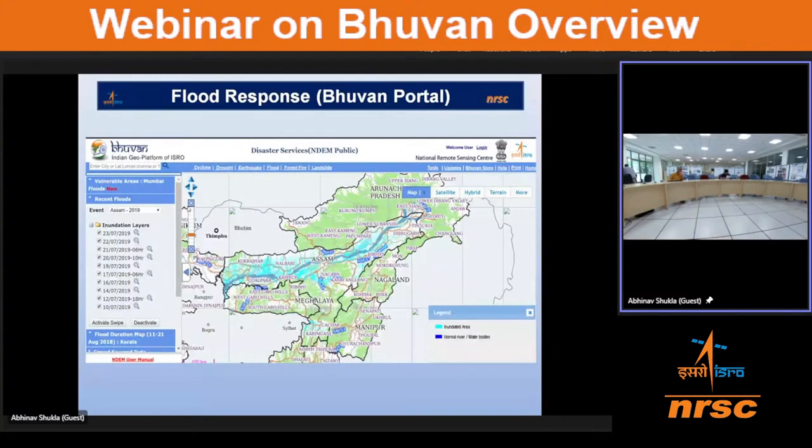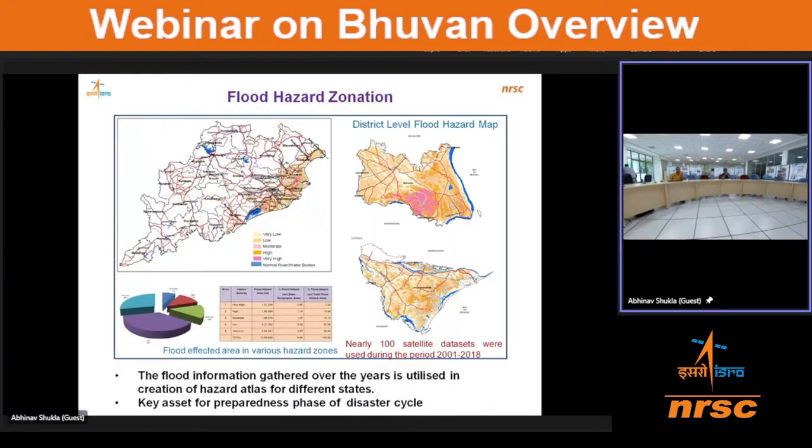So all these kinds of inputs are basically disseminated using the Bhuvan portal. If you see, this is an example of the same. I'll take you to the live study cases. Since we have a lot of data spread across a larger time scale, we also integrate the data together and we prepare flood hazard atlases for various states.